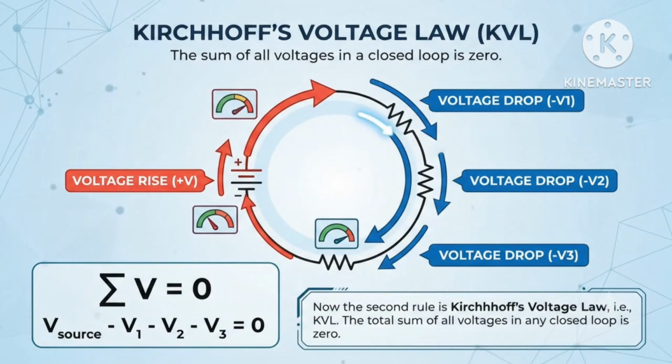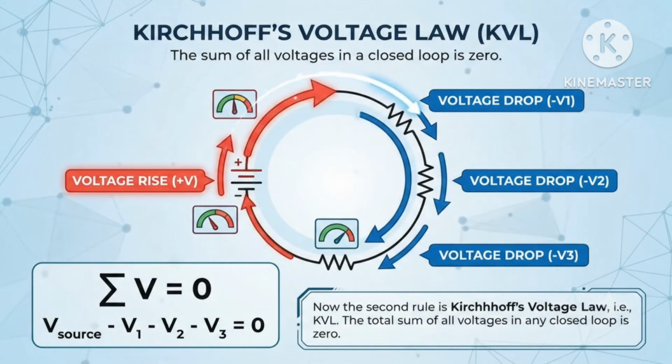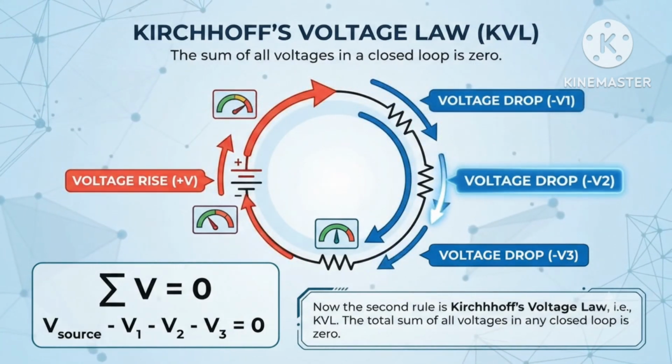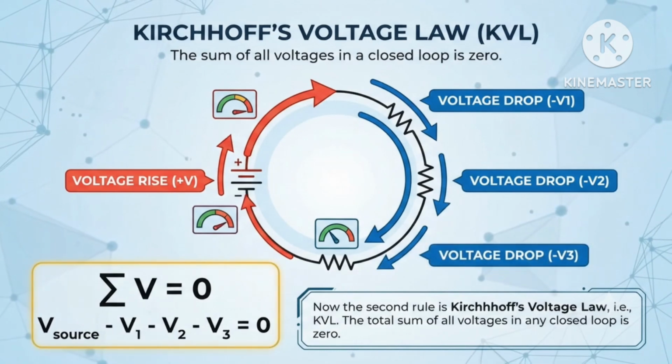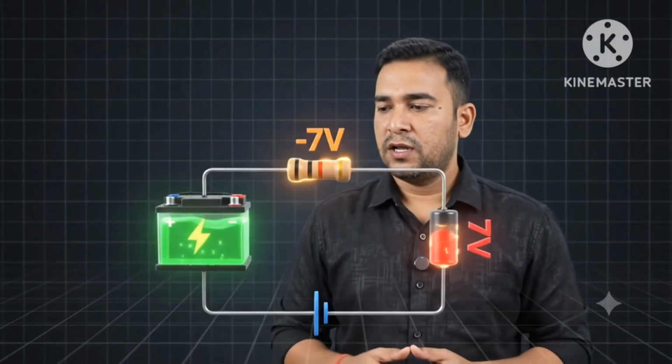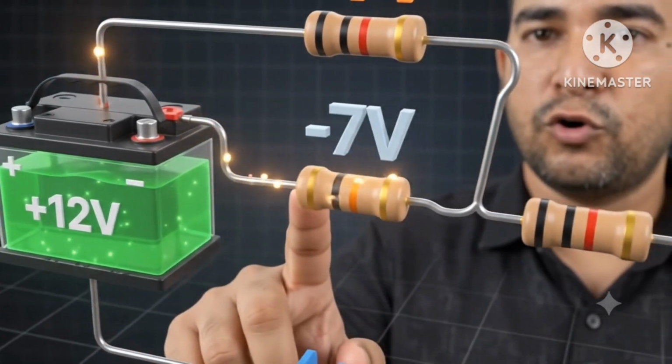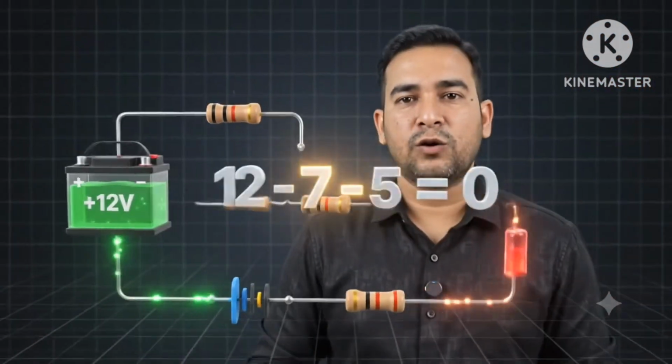Now the second rule is Kirchhoff's voltage law, KVL. The sum of all voltages in any closed loop is zero. Let's see how this applies to our circuit. According to KVL, the total breaks down. A 12-volt battery has 7 and 5-volt drops. 12 minus 7 minus 5 equals 0.